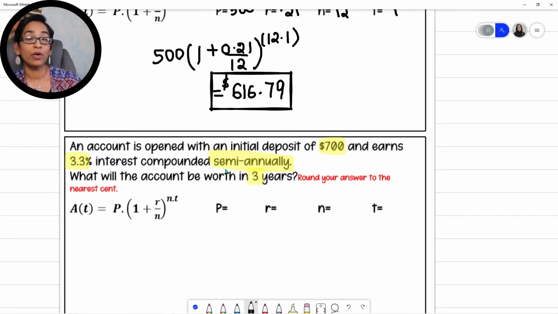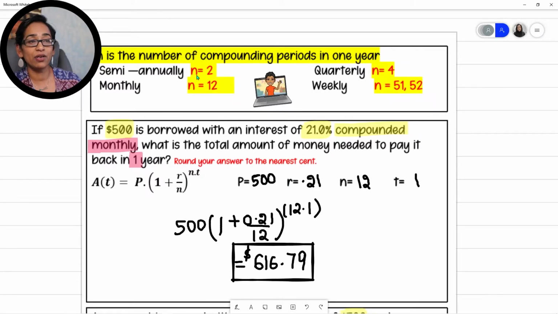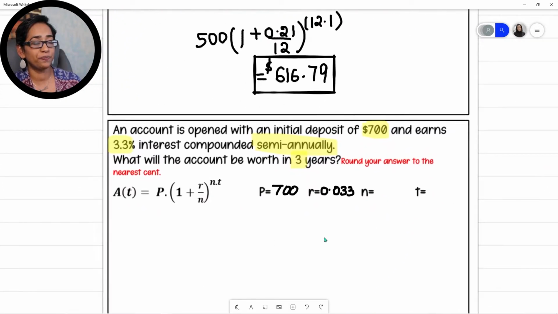All right. I'm going to go ahead and plug that in. Principal is 700. The rate is 3.3%. Keep in mind, 3.3% in decimal is 0.33. Sorry, I think I forgot a 0. Let me erase this. 0.033. My N value, semi-annually, so let me scroll this up. Always have this in your note card. Semi-annually is 2, so my N value is 2. N is 2, and the time is 3 years.